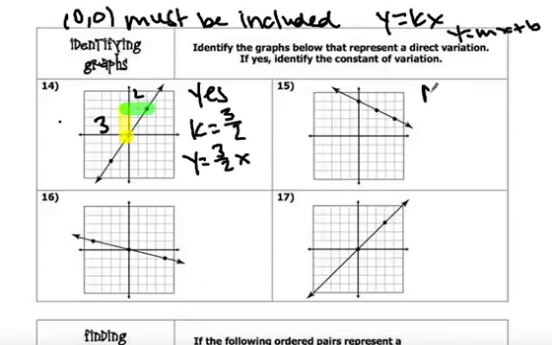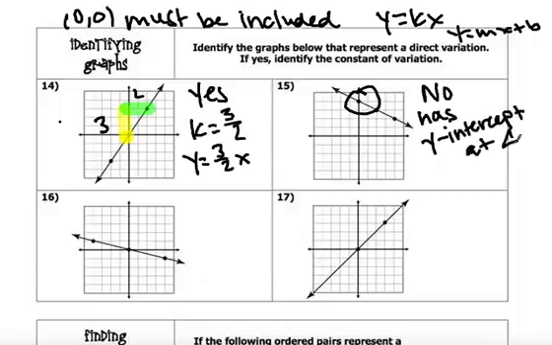Number 15 would not be an example of a direct variation, mostly because it crosses the y-axis at positive 4. You try 16 and 17.